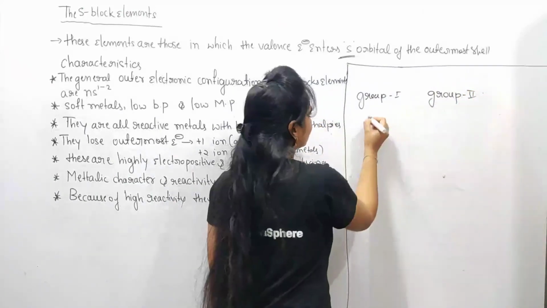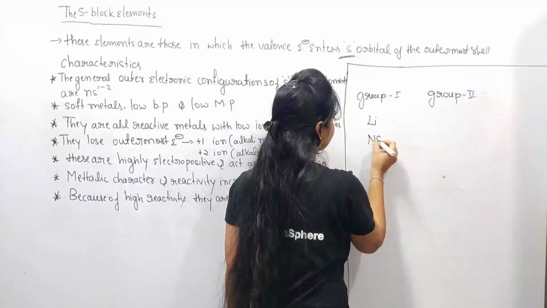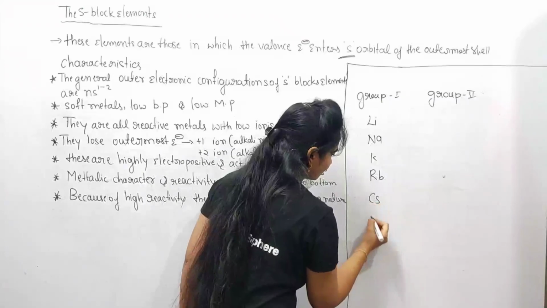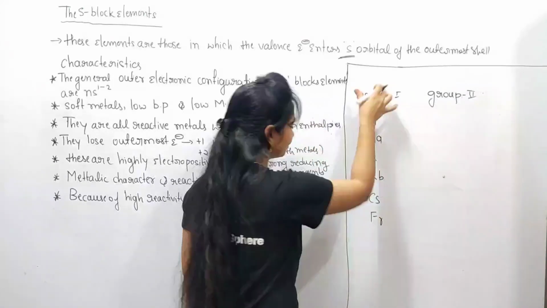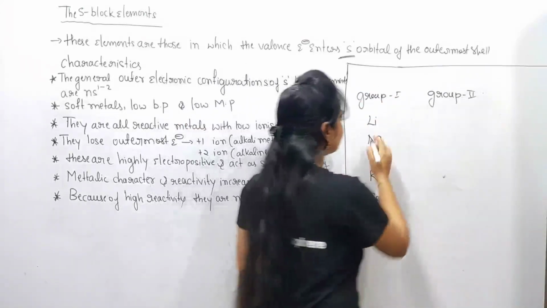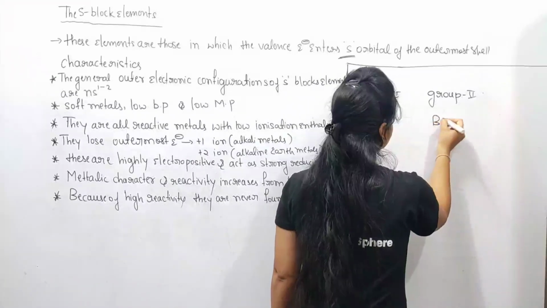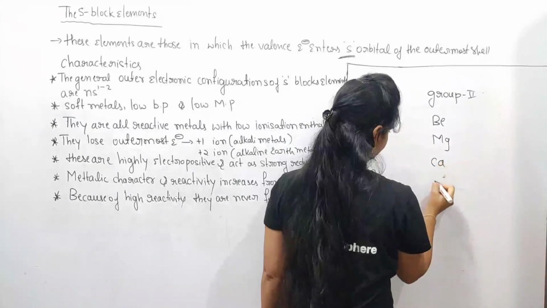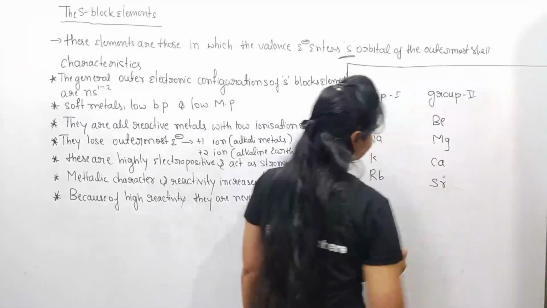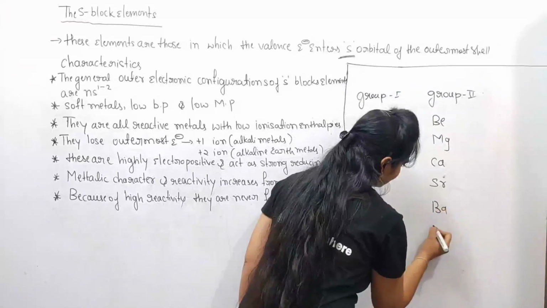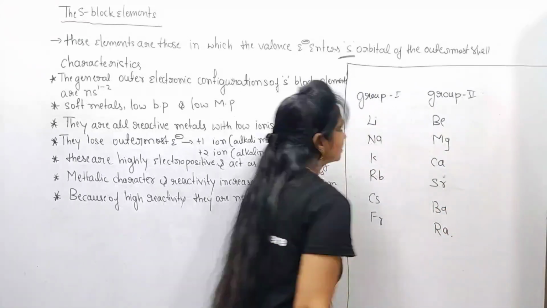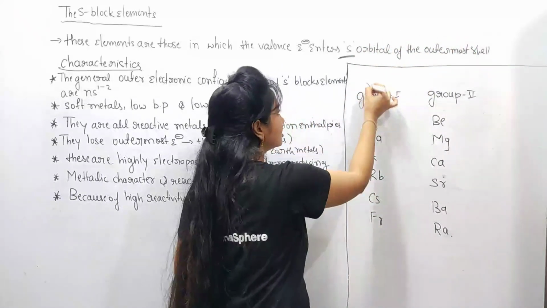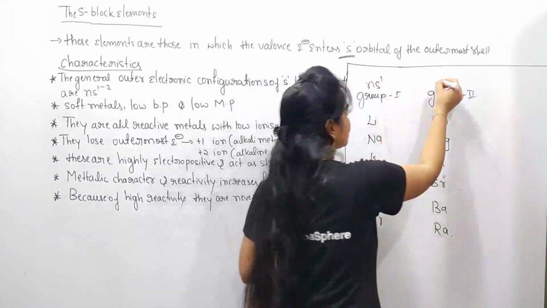Those are lithium, sodium, potassium, rubidium, cesium, francium. So these are the first group elements, and the second group elements are beryllium, magnesium, calcium, strontium, barium and radium. The general electronic configuration of the outermost shell for group 1 is ns1 and for group 2 is ns2.